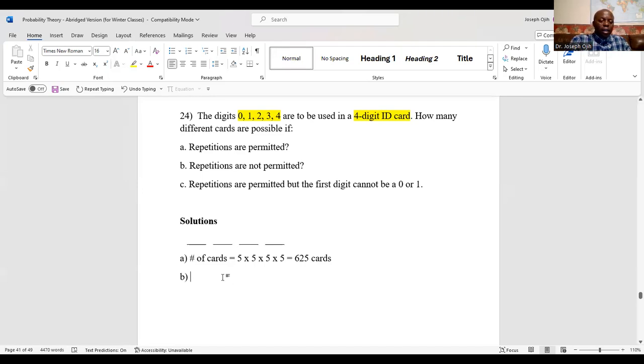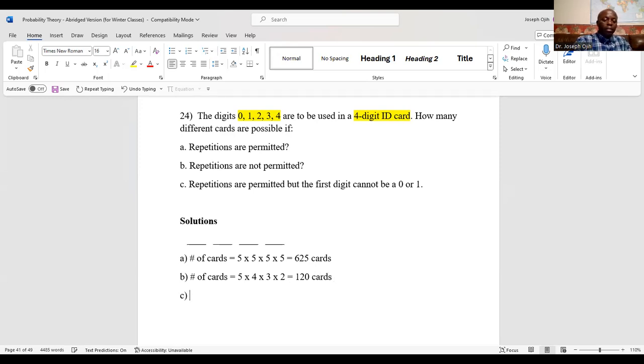So in that case, number of cards equals 5 times 4 times 3 times 2. Because there are 4 slots. 5 times 4 is 20. 20 times 3 is 60. And then 60 times 2 is 120 cards. 120 cards can be made. Okay.